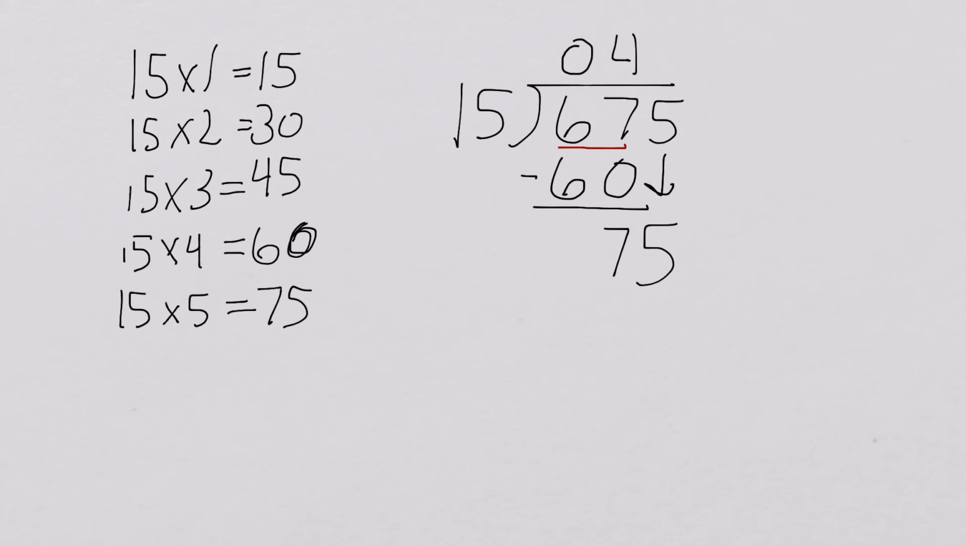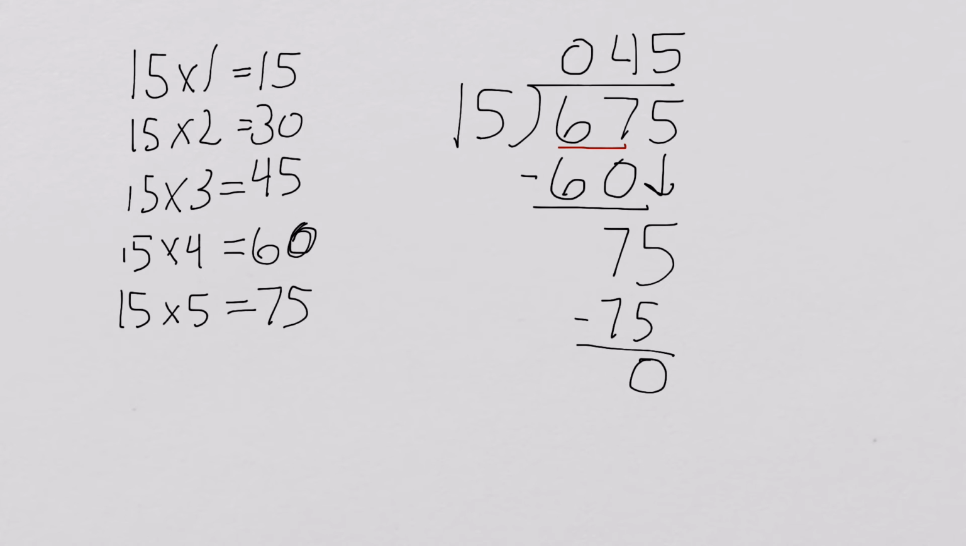So now we're dealing with 75. How many times can 15 divide into 75? Well, look at our list. And we've got down here, 15 times 5 is 75. So 15 goes into 75 5 times. 15 times 5 is 75. We subtract and we get 0. Just so happens we don't have a remainder, so our quotient is 45.